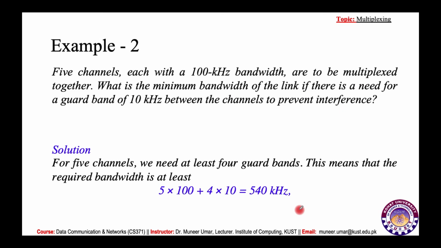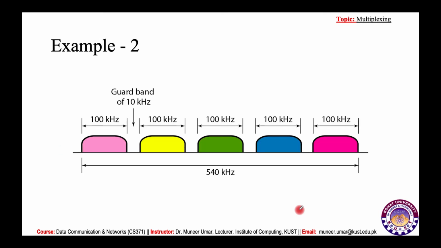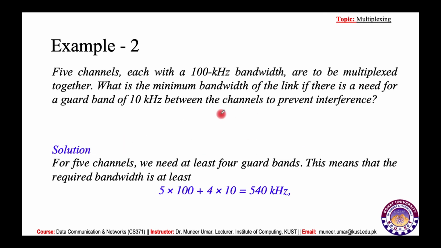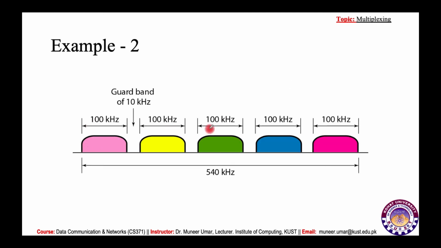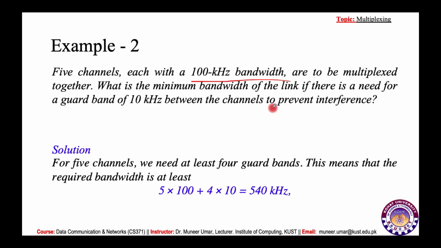Then we have example number 2, 5 channels, 1, 2, 3, 4, 5. 5 channels, each with 100 kilohertz bandwidth, are to be multiplexed together. What is the minimum bandwidth of the link if there is a need for a guard band of 10 kilohertz between the channels to prevent interference?